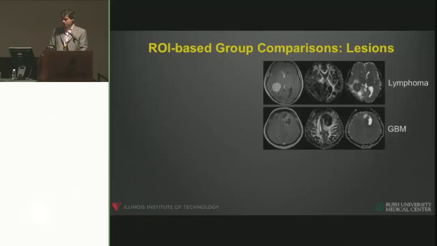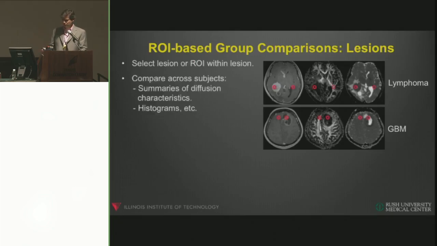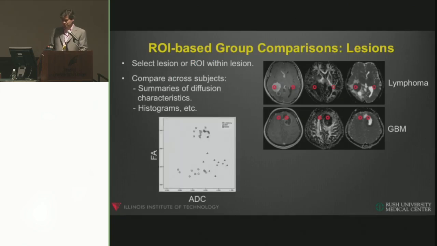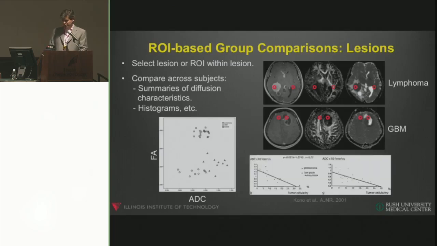So if you're interested in the diffusion characteristics of lesions, in this particular case, we're interested in comparing lymphomas versus glioblastomas. You select your ROI, you extract information, and you can compare either summaries of diffusion characteristics, histograms, etc. So you can make different graphs here that separate the characteristics of lymphomas and glioblastomas.